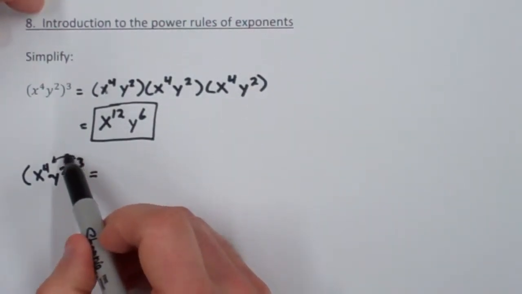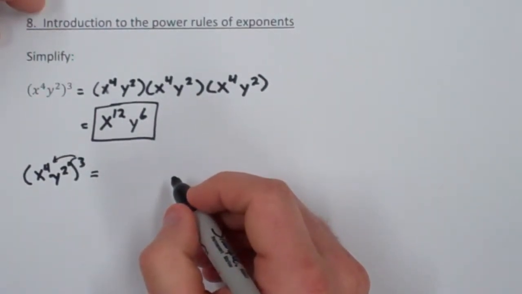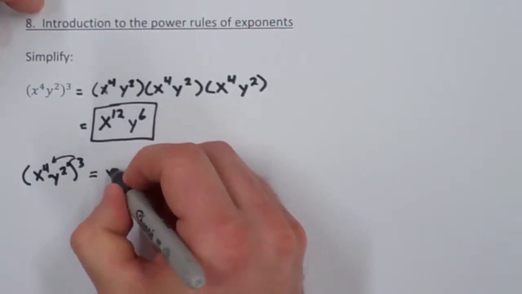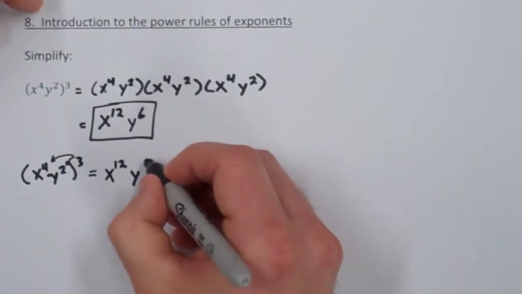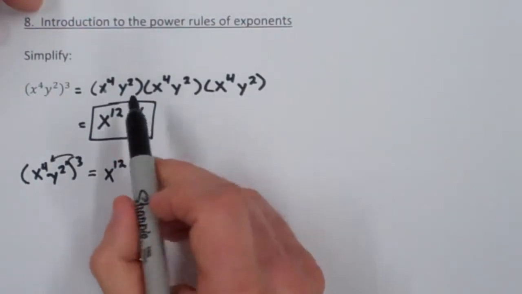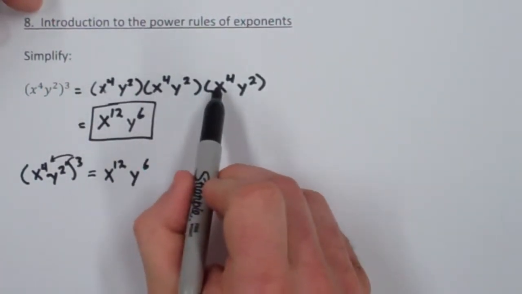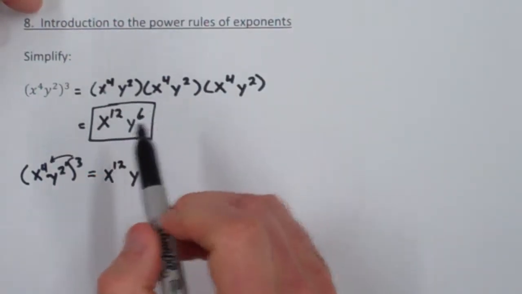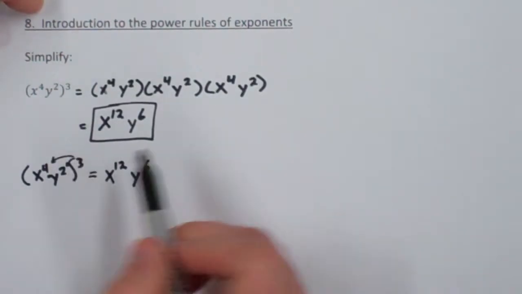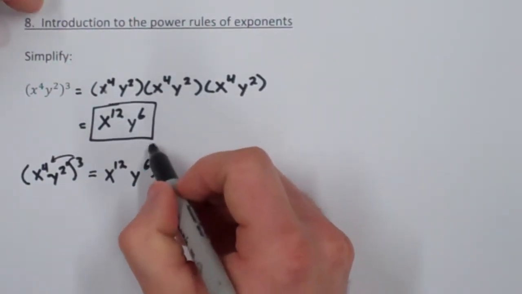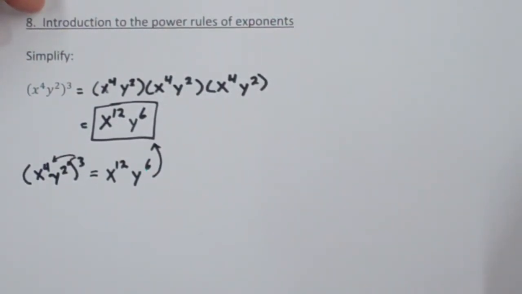But we can take this 3 and multiply it by the 4, and that would give us x to the 12th power, and then this 2 times 3 here is 6. Notice how that's different than before. When we were multiplying like bases, we added the exponents, but when we were raising a power to a power, we multiply them together, and you will wind up here with the exact same answer.